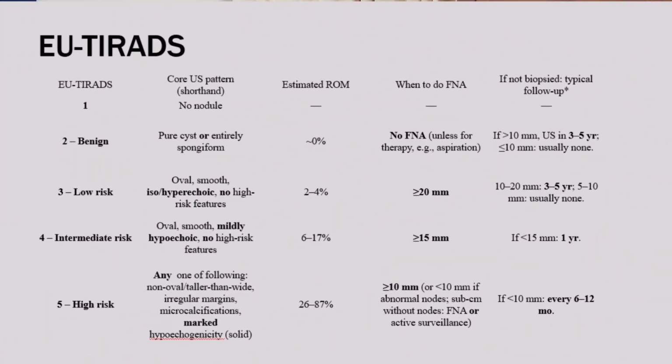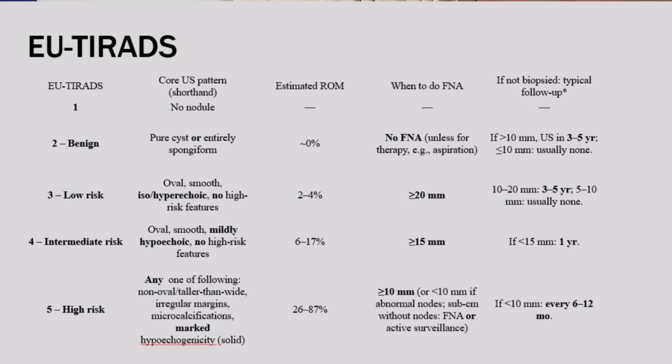But a more practical approach is to classify the nodules according to EU-TIRADS scores. Now, according to this score, there are classes. First, there is no nodule. Second, EU-TIRADS 2 is benign. It is pure cystic or entirely spongiform, and risk of malignancy is 0%. So we need not get any FNAC in these kinds of cases, and we have to follow up such cases.